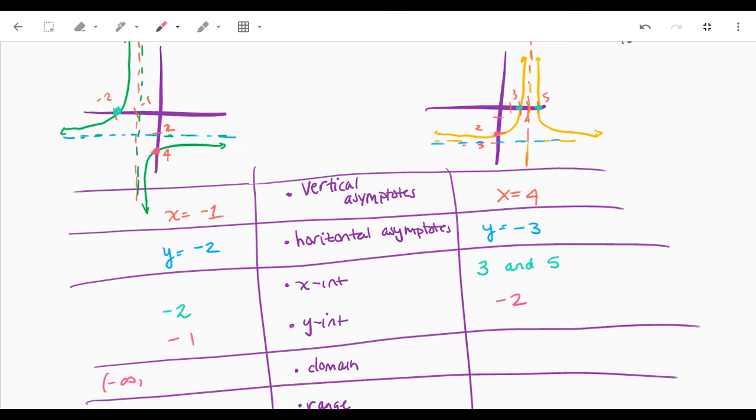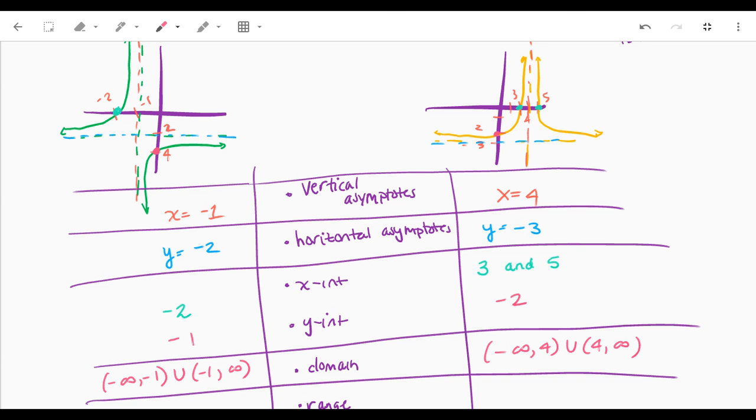So we'll go -∞ to -1 and -1 to infinity, okay? And for the yellow one, it's just x can't equal 4. So negative infinity to 4 and 4 to infinity, okay?